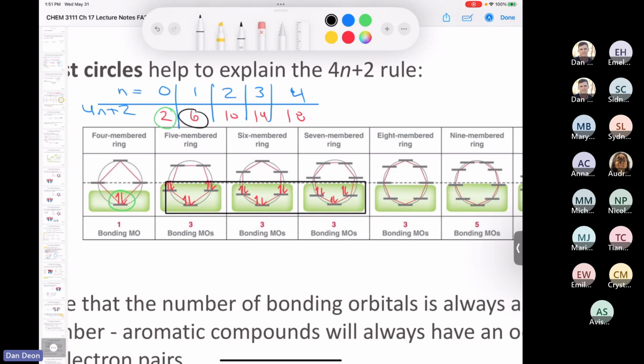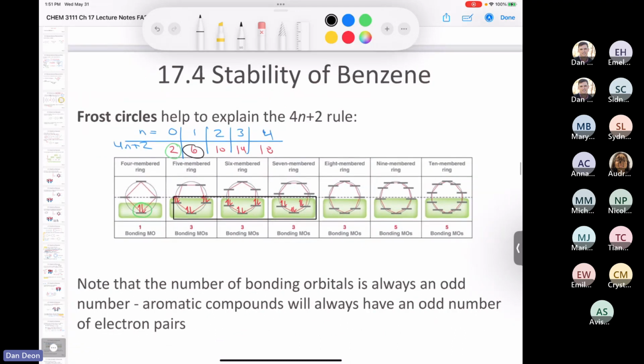Give me a thumbs up if you follow me on the Frost circle. We're going to take another look at them like that. But there you go. That's really the whole thing. That's all there is to it.